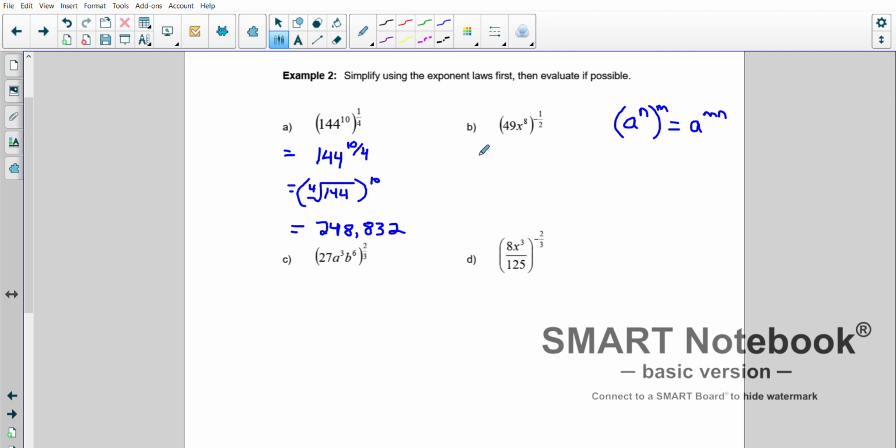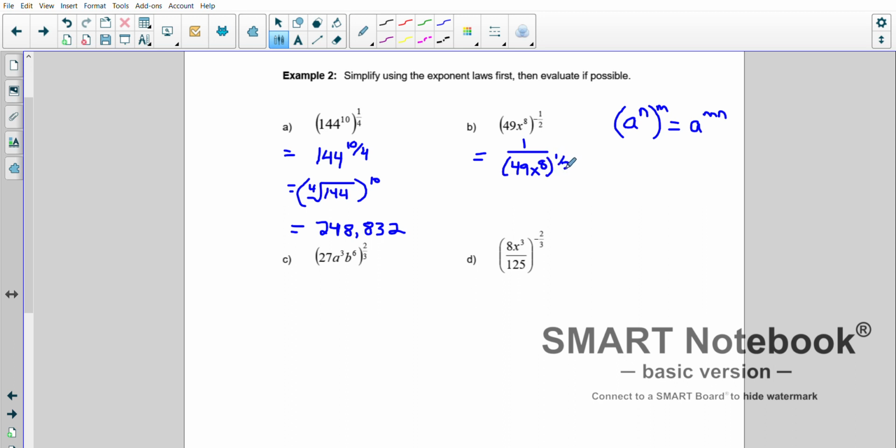Alright, next one. We have a negative exponent. And this is a power of a product. So there's a couple ways you can do this. You can use your power of a product rule, but personally I would get rid of this negative exponent first by going 1 over, do not change the base, to the power of 1/2.